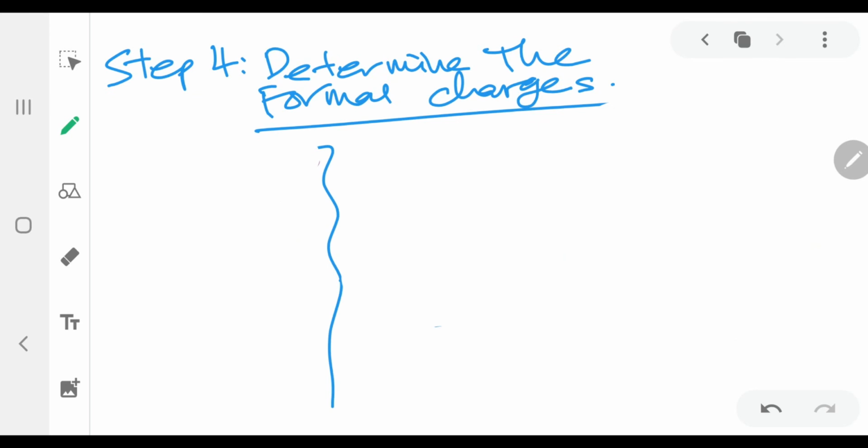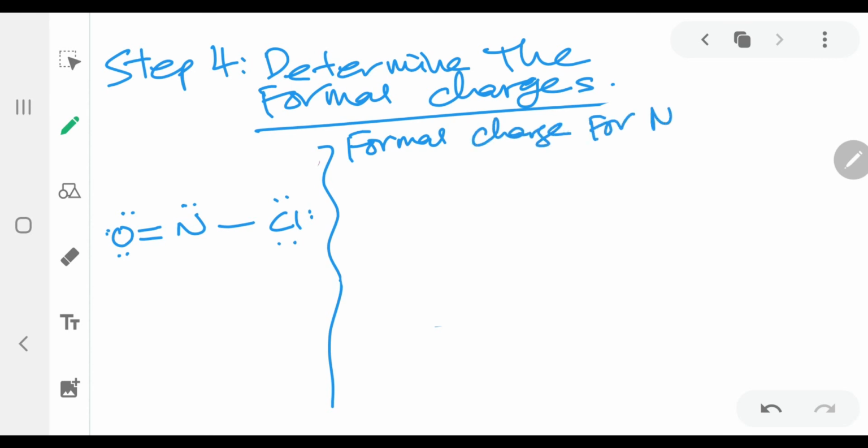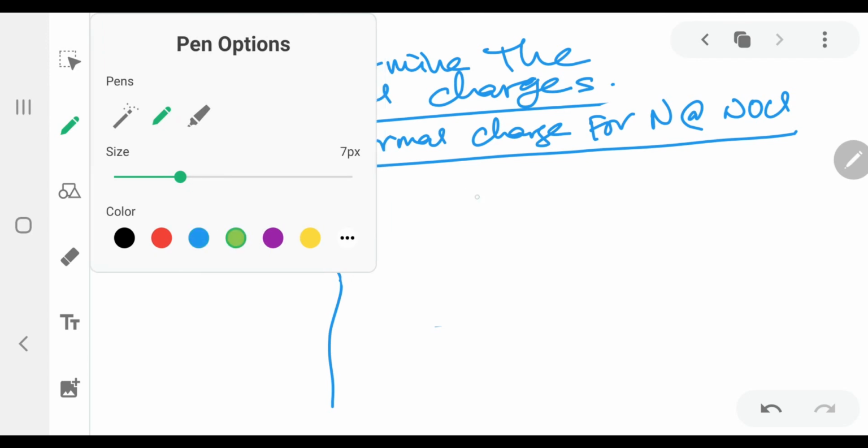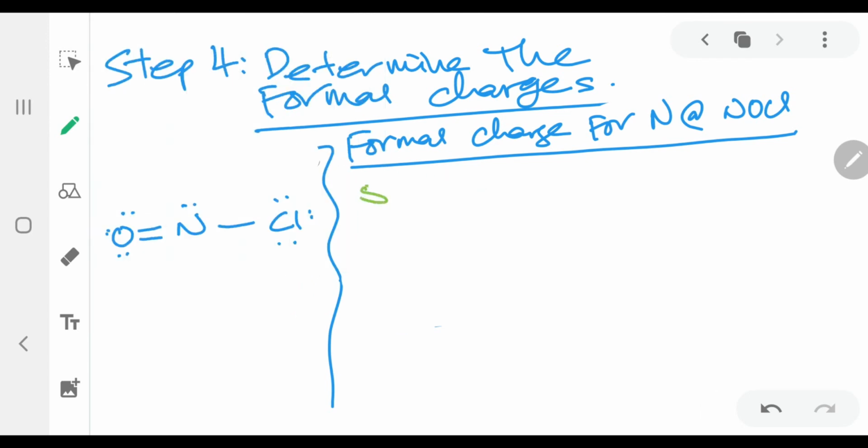Now, how do we determine the formal charge? If they want you to determine the formal charge, this is how you're going to do it. We have oxygen over here, double bond N. So we're going to do it for all three. Formal charge for N in NOCl. The formula is you're going to have 5 valence electrons minus 2 electrons at the lone pair for the nitrogen minus 3 bonding pairs. You have 0. So over here you have 0 formal charge.